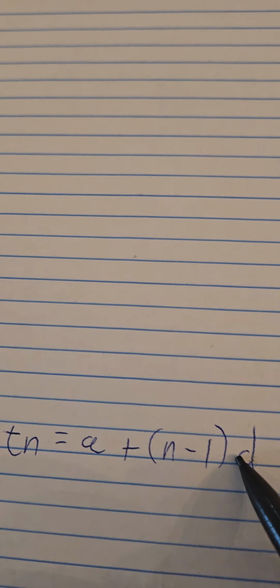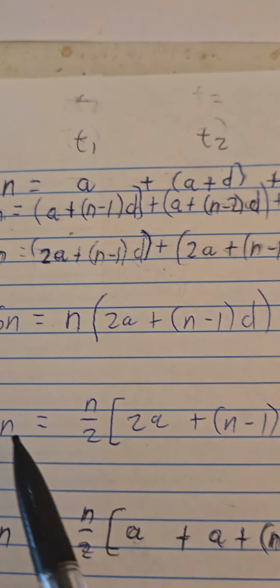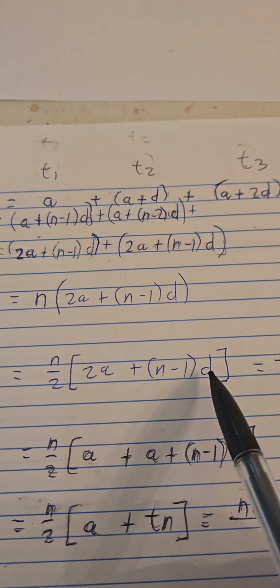That's the formula for finding the nth term. What is term number 4? What is term number 7? This is the formula for adding up the terms. What do the first n terms add up to?